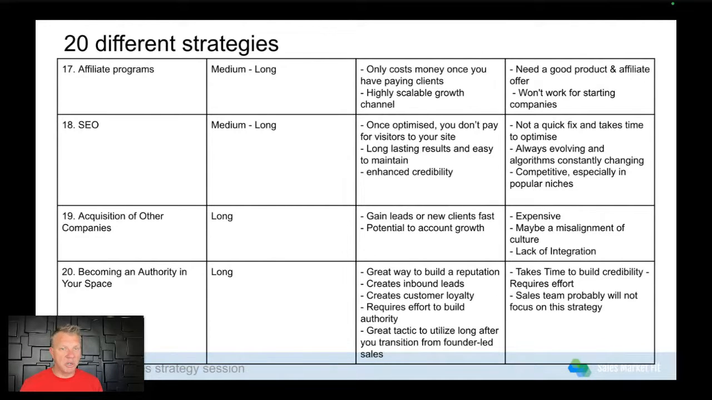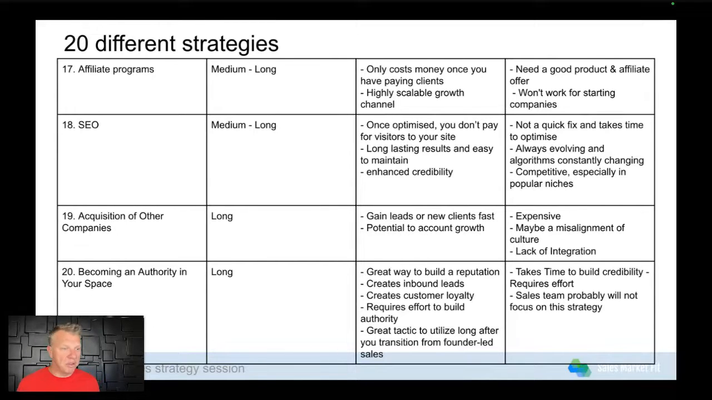Obviously, company acquisition, we won't go into that. And one of the biggest ones for any founder on this call is to become an authority in your space. But it's a long-term strategy. Now, we only have to look at the likes of Gary Vee, Tony Robbins, Alex Hormozi, for those of you who know him, who's had a meteoric rise in the last 18 to 24 months. They've become an authority in their space.